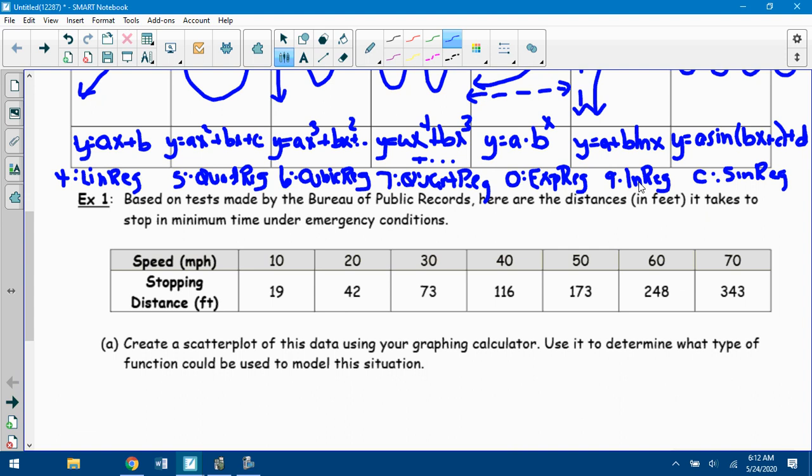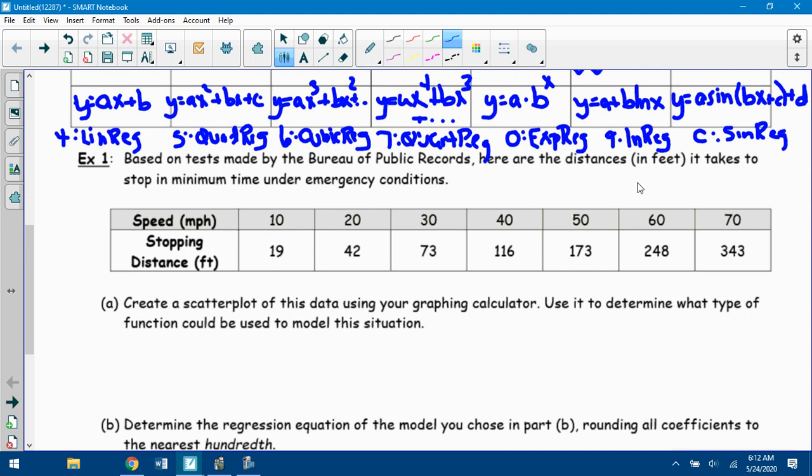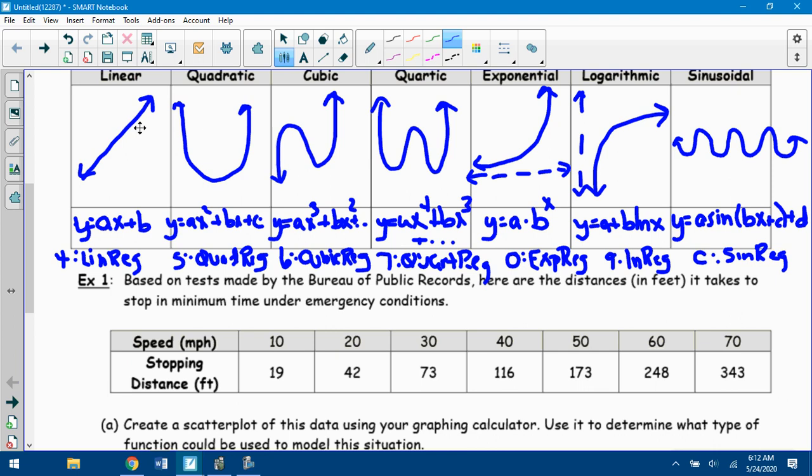So what we're going to do today is we're going to look at a lot of different ones, and I'm not going to tell you which type of regression it is. So the only really new piece is that you're going to have to make a scatter plot, which you've done before. We're going to have to look at what the shape of the data points are and decide which one would be the most appropriate one to use.